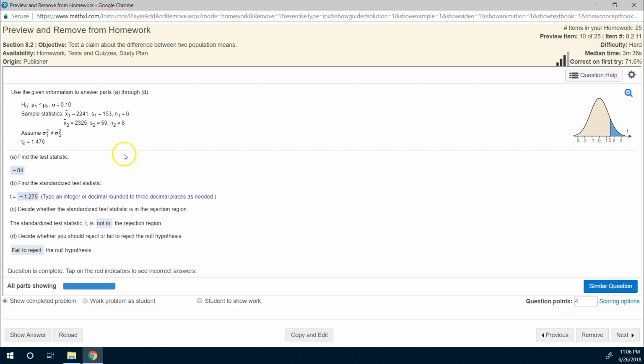But first we need to figure out what type of hypothesis test we're going to be completing, because we'll be using StatCrunch to do this. Let's look at some of the given information. So notice that here they're giving you the null hypothesis. This is a right tail test because the null hypothesis is less than or equal to, which means that the alternative hypothesis is greater than. So that tells you it's the right tail test. So we'll address that a little bit later.